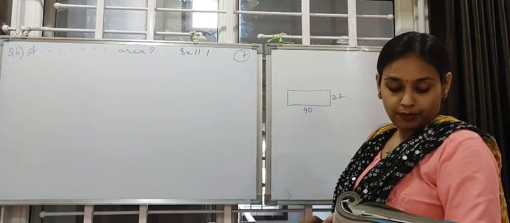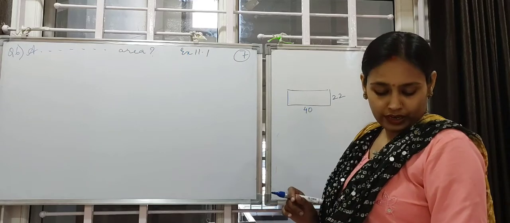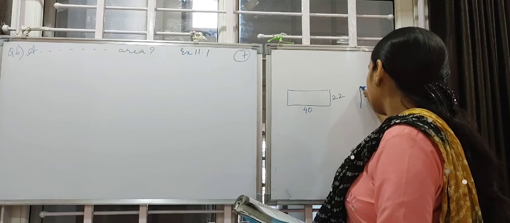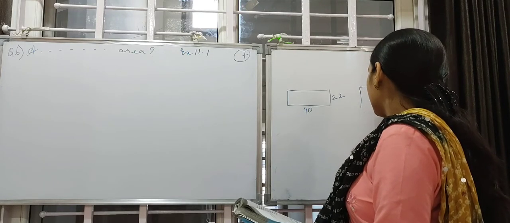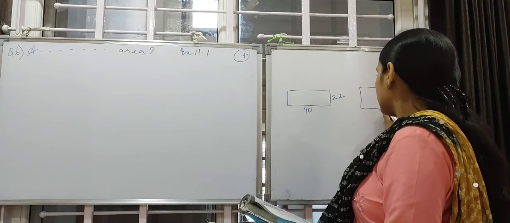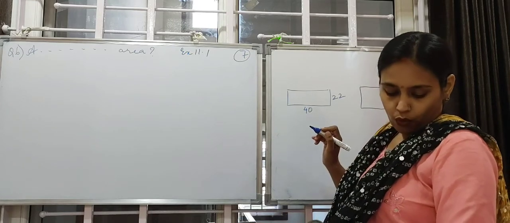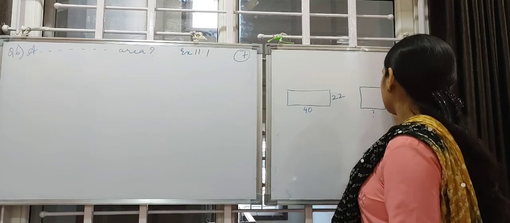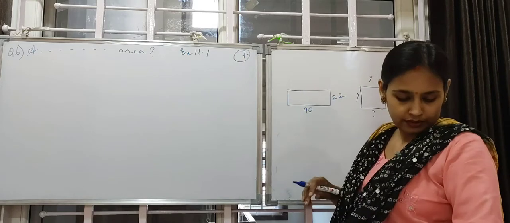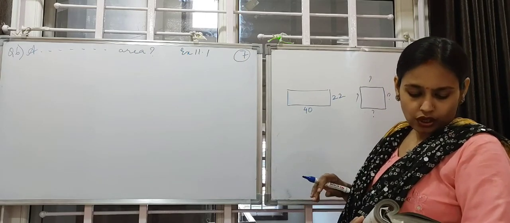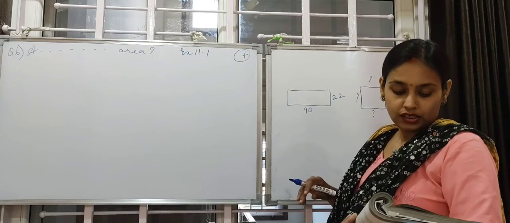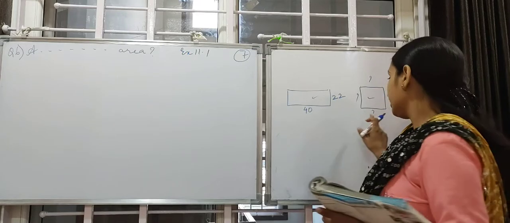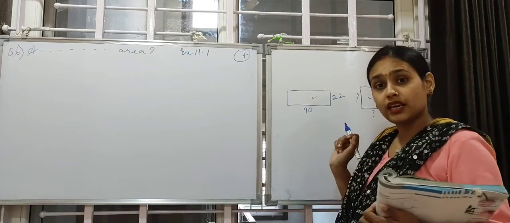If the same wire is rebent, it's rebent means its shape is changed and it takes the shape of a square, then what will be the measurement of each side? We have to find the measurement of each side, and also find which shape encloses more area, means which area is greater. For that we need to know the size. Now how to know the size?